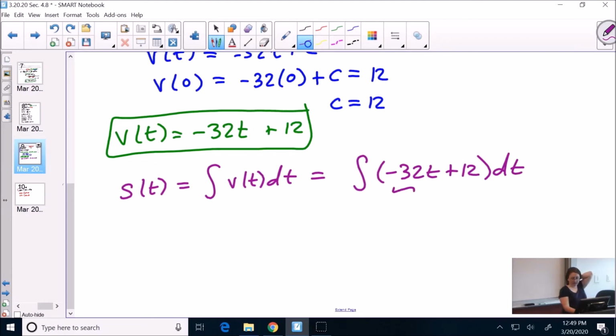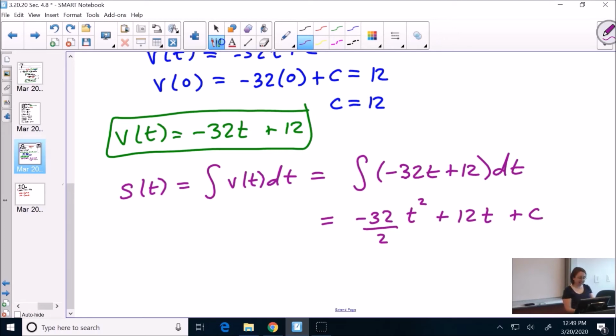Well, this one here involves t to a power. So let's use the power rule backwards. The 32 is just going to chill out while we take the antiderivative. So negative 32, t, we add 1 to the power, and then we divide by our new power. Plus 12. Well, it's a constant. We have a constant, just like we did a minute ago. You just put the variable next to it. That's the antiderivative, plus our c.